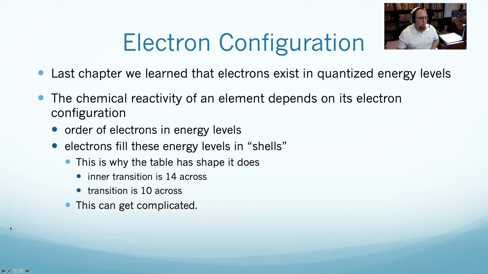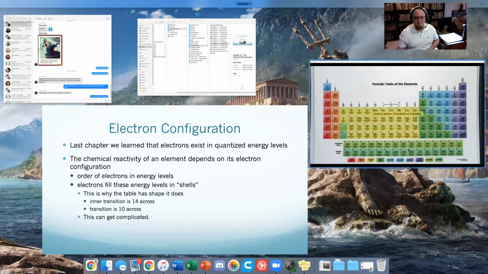It's a kind of weird idea, but electrons line up in these energy levels, or sometimes we talk about shells. Shells are just a way to split up an energy level. And it's the reason that the periodic table has the shape it does.